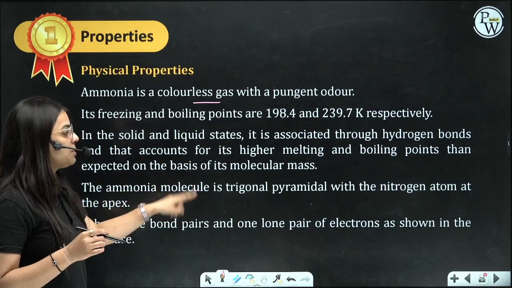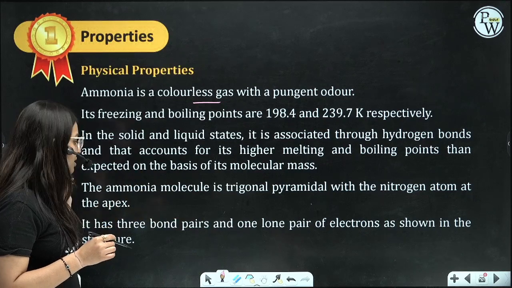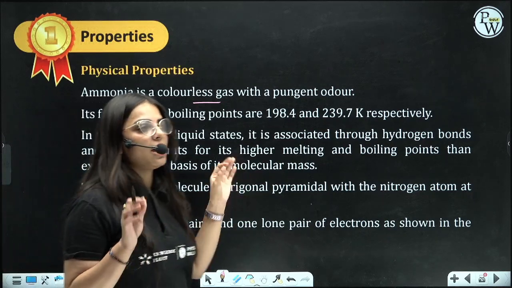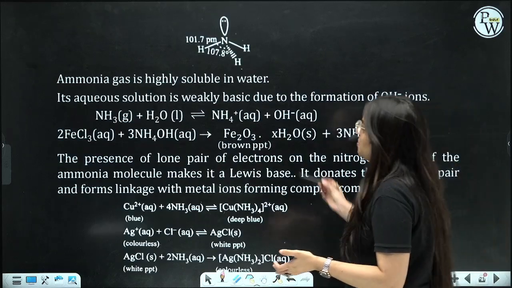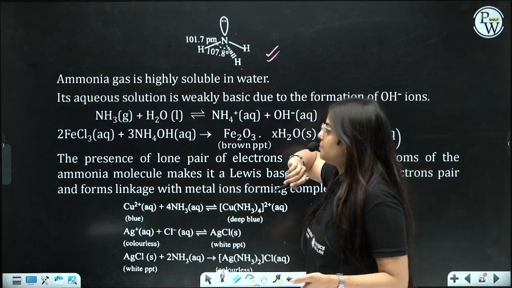It is trigonal pyramidal, and the nitrogen atom is present at the apex. It has 3 bond pairs and 1 lone pair with sp3 hybridization, tetrahedral arrangement. So this is the structure of NH3.